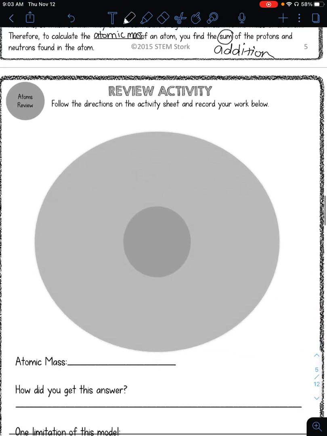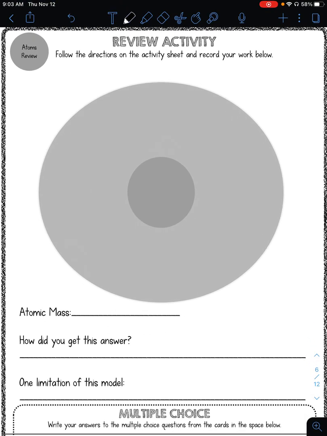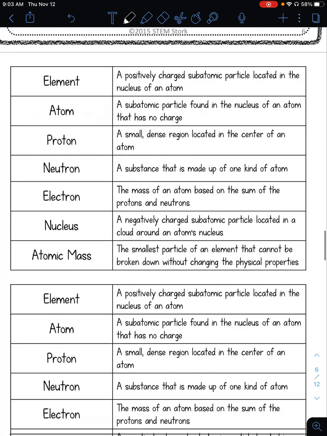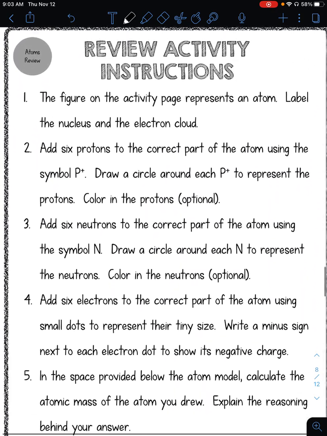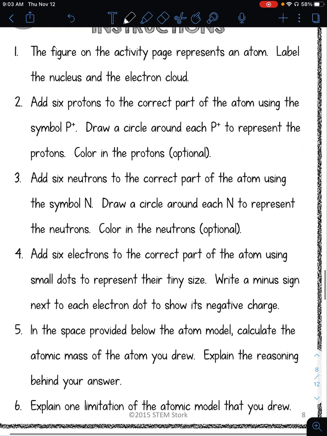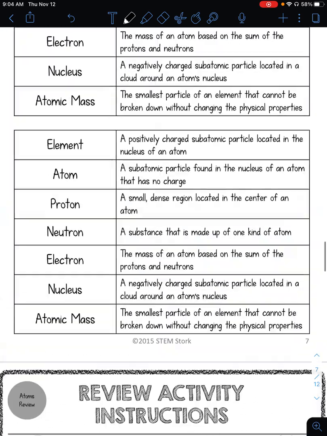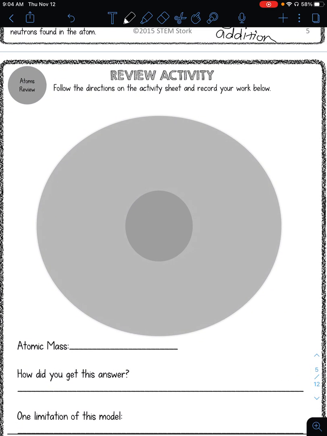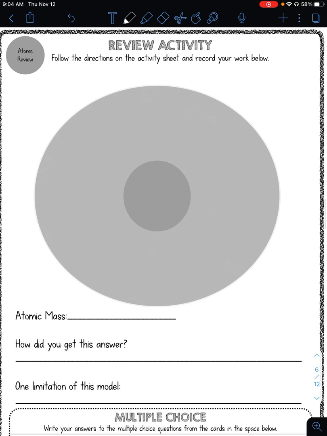So now we're going to do this review activity. It says follow the directions on the activity sheet and record your work below. Okay, so I have here the activity sheet. We're going to be scrolling a little bit, don't get dizzy. The figure on the activity page represents an atom. Label the nucleus and the electron cloud. So it wants us to label the nucleus and the electron cloud.